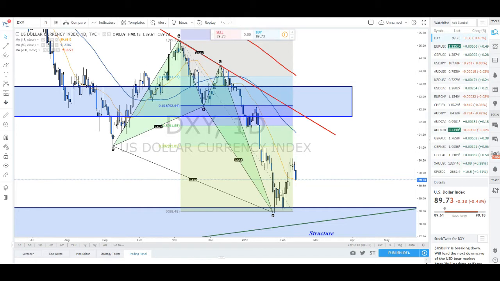Now we are ready to start, and I want to start with DXY. That's the dollar index daily chart that you see here with the bullish scenario that I mentioned 2 weeks ago, a bullish grab, a bullish harmonic pattern that generated a nice bullish move last week in DXY. But this Sunday I mentioned that I see a potential pullback in DXY, and that's exactly what we are seeing.